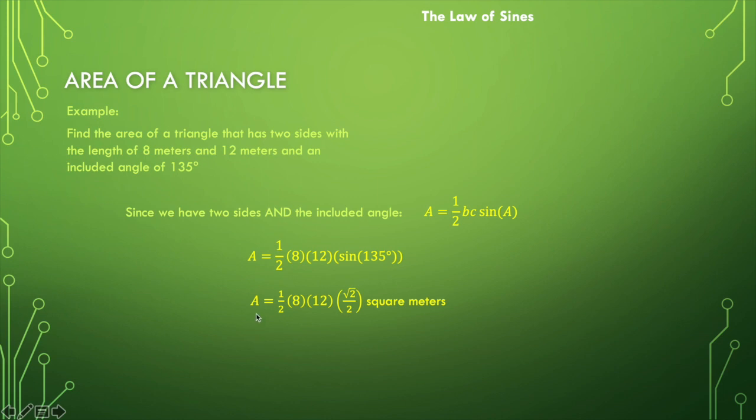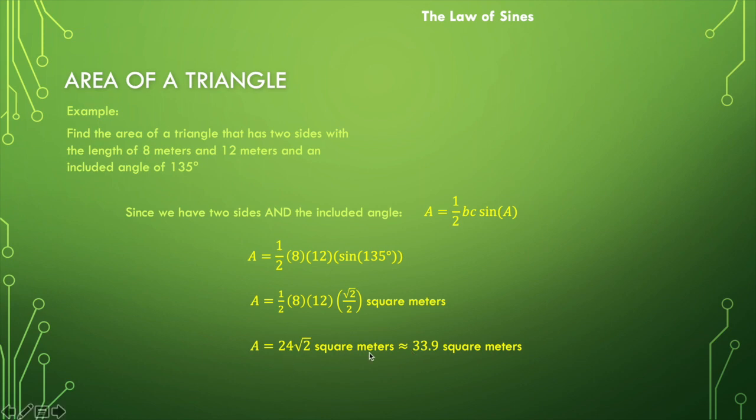And then if I crunch these numbers, if I take half of 8, that's 4, and 4 times 12 is 48, and half of 48 is 24. I'd get 24 times the square root of 2 square meters. And then our calculator would be able to give us a decimal approximation of about 33.9 square meters.